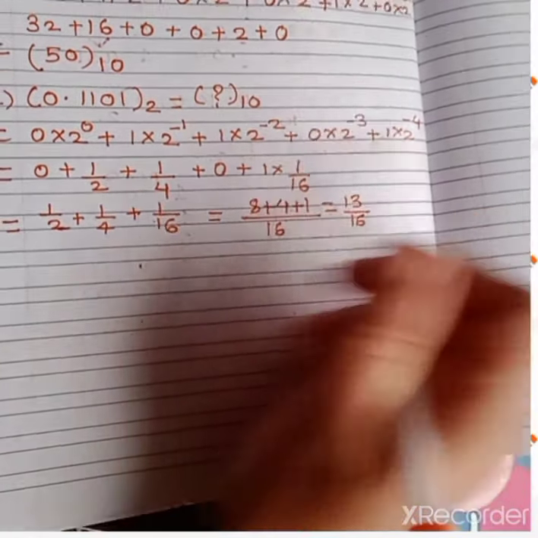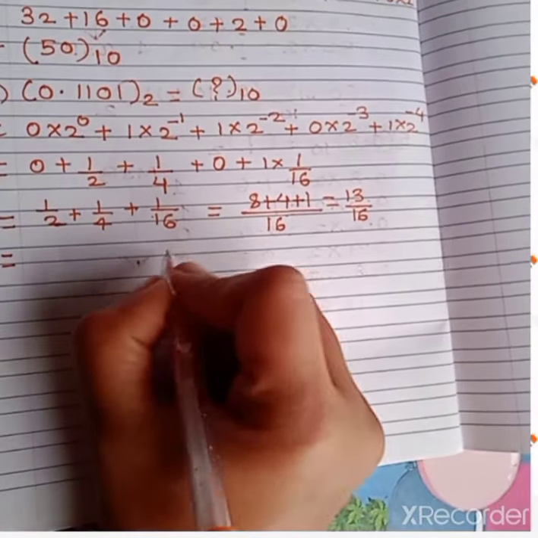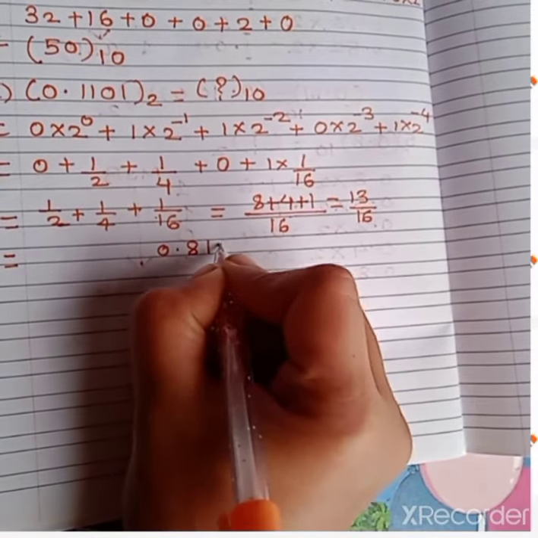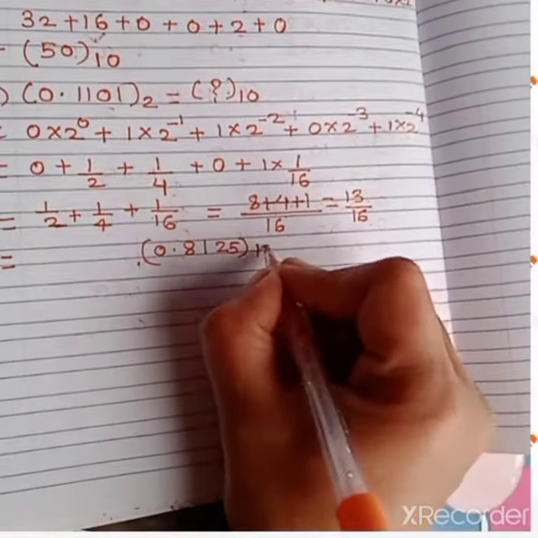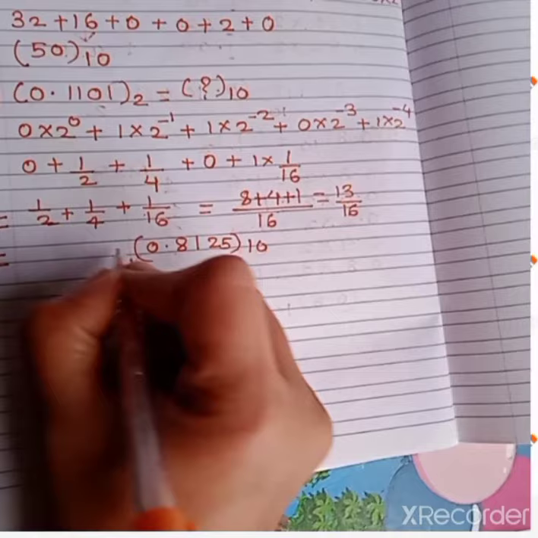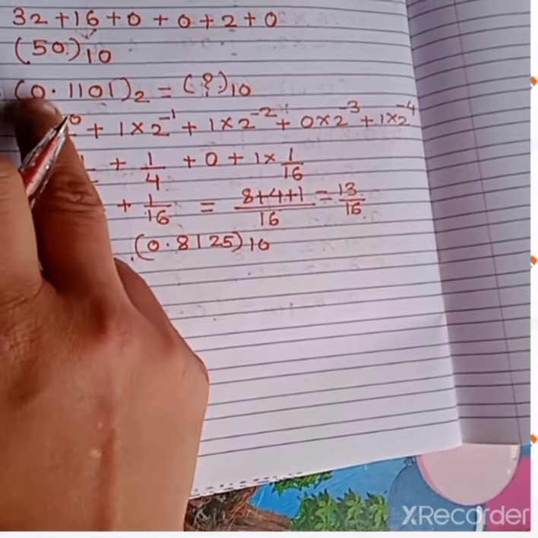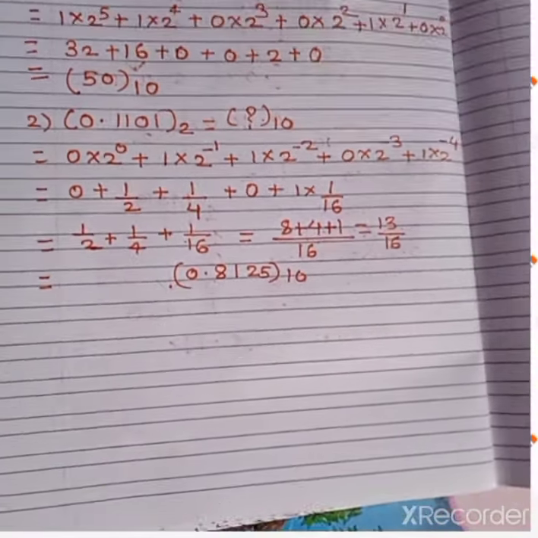Find out 13 by 16 with the calculator. It is 0.8125 to the base 10. So this is the decimal equivalent for this binary number.